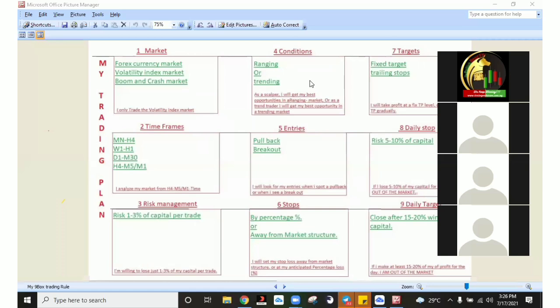That is a ranging trader, and that's what we call a scalper. The majority of us Boom and Crash traders are scalpers. That's where you use your RSI to sell from overbought and buy from oversold. Those are scalpers.